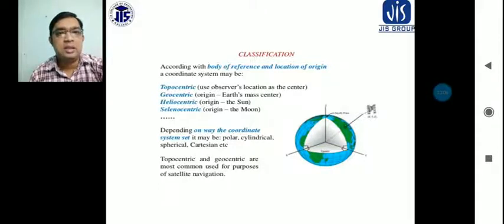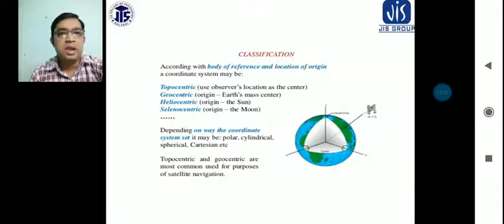And another thing, the selenocentric also has its origin at the Moon, and this will be considered according to the distance between the Moon and the origin of the navigation. The selenocentric will also be considered.